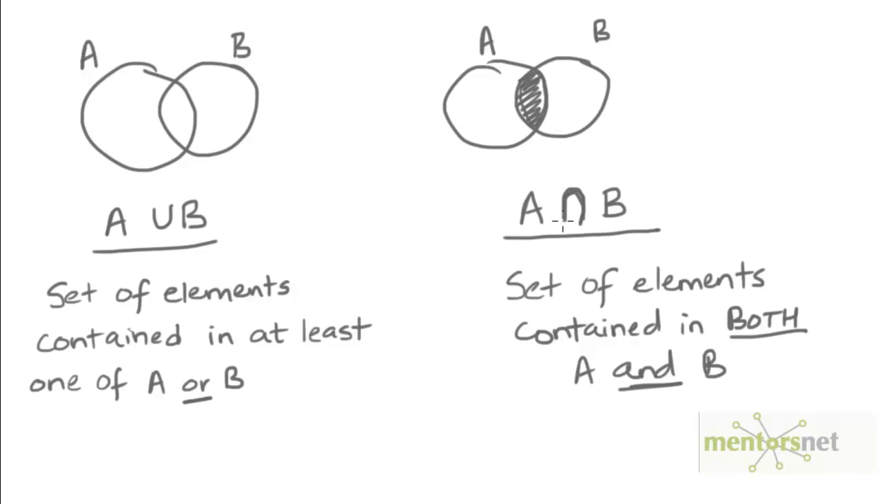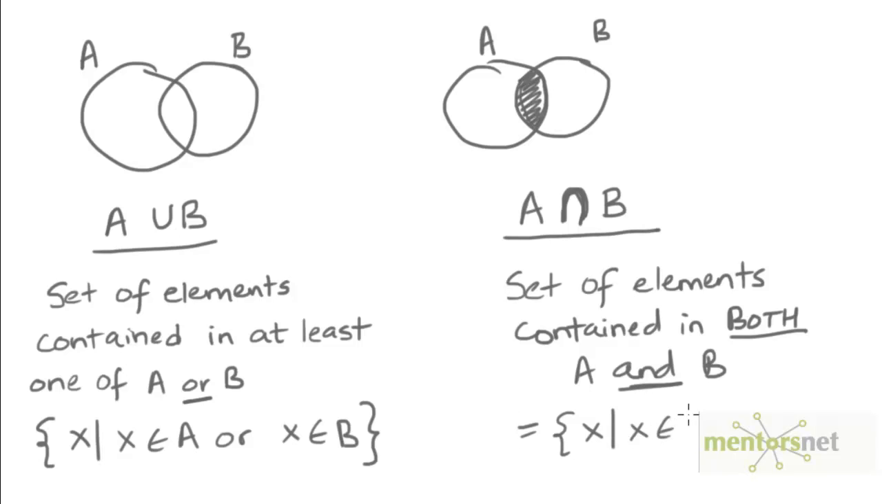So this inverted U is the intersection operator. A intersected with B is the set of elements that are common to both A and B. So just as we wrote A union B as the set of all elements X such that X either belongs to A or to B or to both, the intersection of A and B can be defined as the set of all elements X such that X belongs to A and X belongs to B. So instead of an OR, we have an AND over here because X needs to be present in both A and B in order to be present in their intersection.